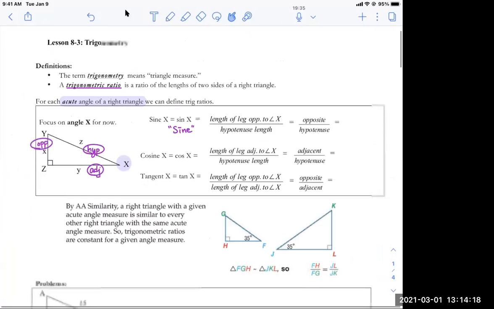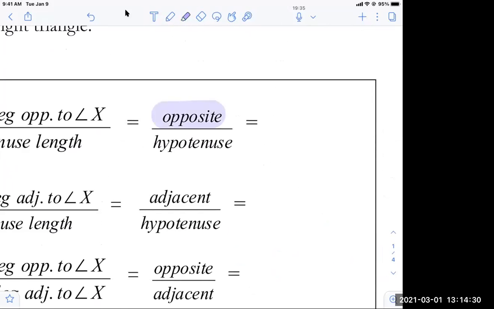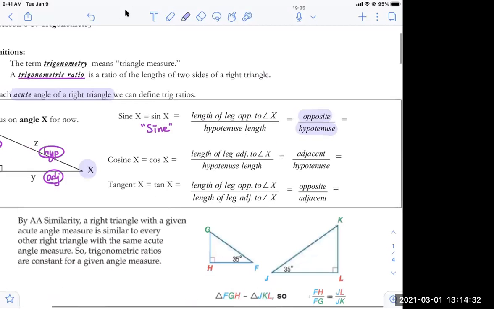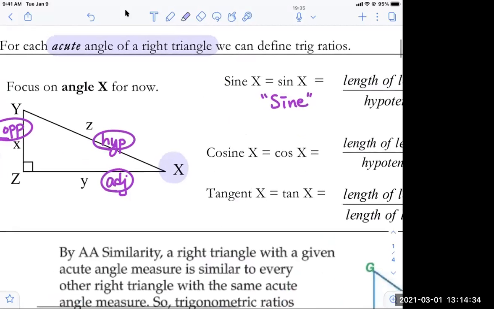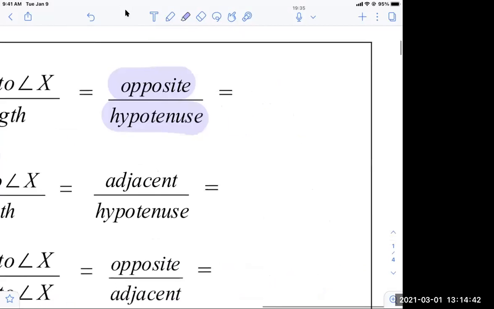The definition of the sine of an angle is the length of the side that's opposite from the angle divided by the hypotenuse. So sine is opposite over hypotenuse. For angle X, the opposite is the little x and the hypotenuse is the little z. We're doing opposite divided by hypotenuse, little x over little z.